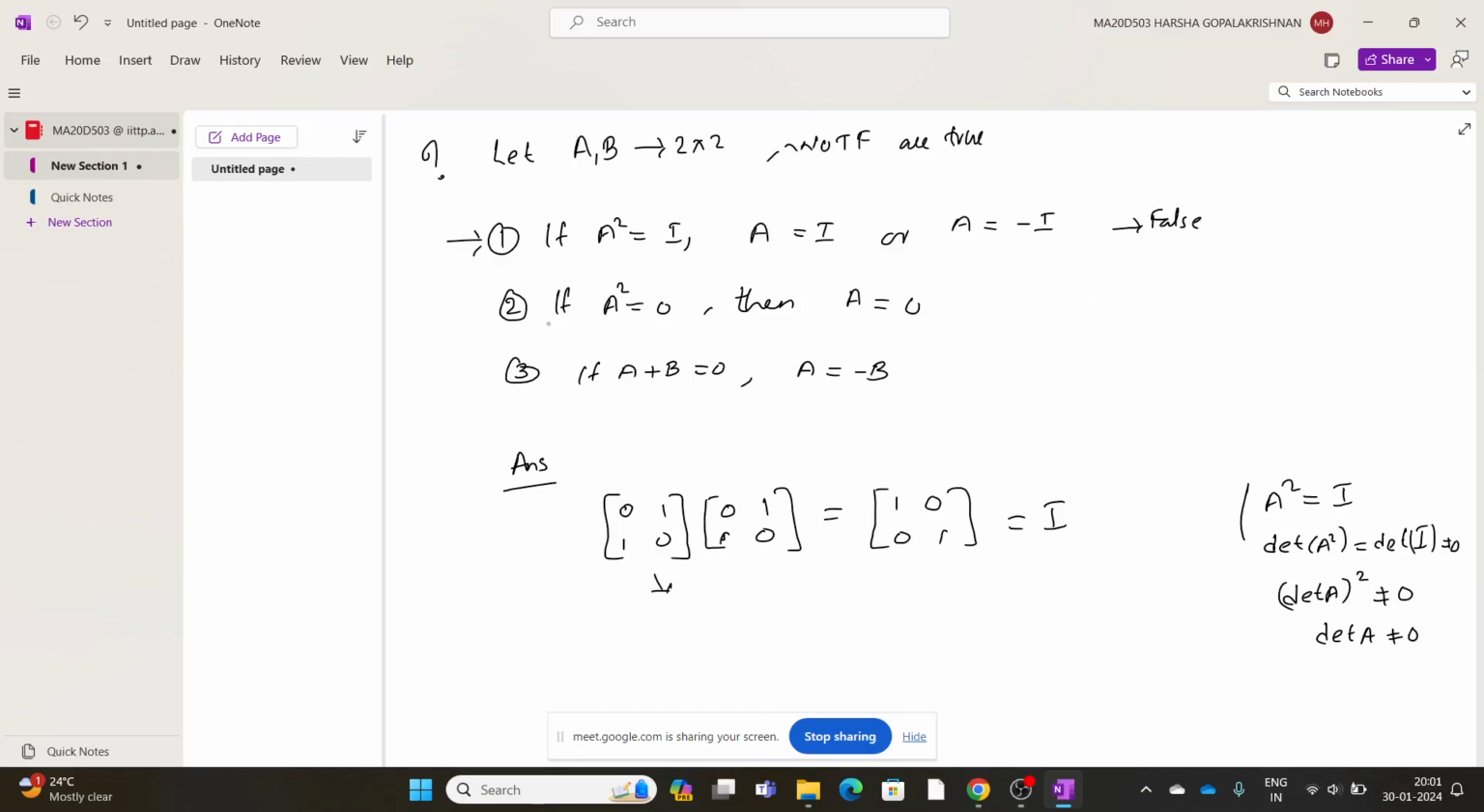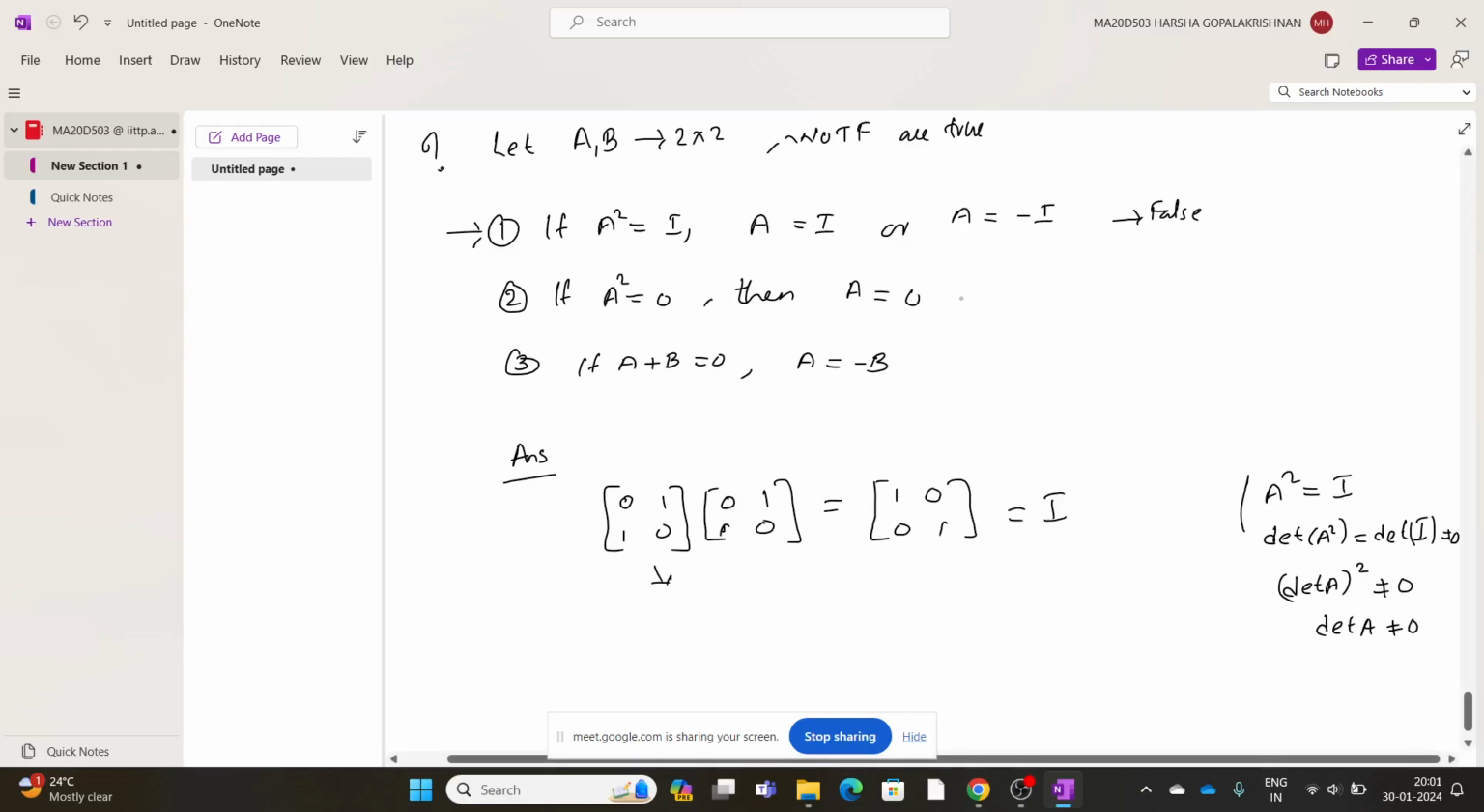Now, can you think about this one? If A square equal to 0, then A equal to 0. Okay, this is a false statement. Just think about any counter examples. It is not true, it is false only, that I can say now. If any of you can, just think for some time and find a counter example.